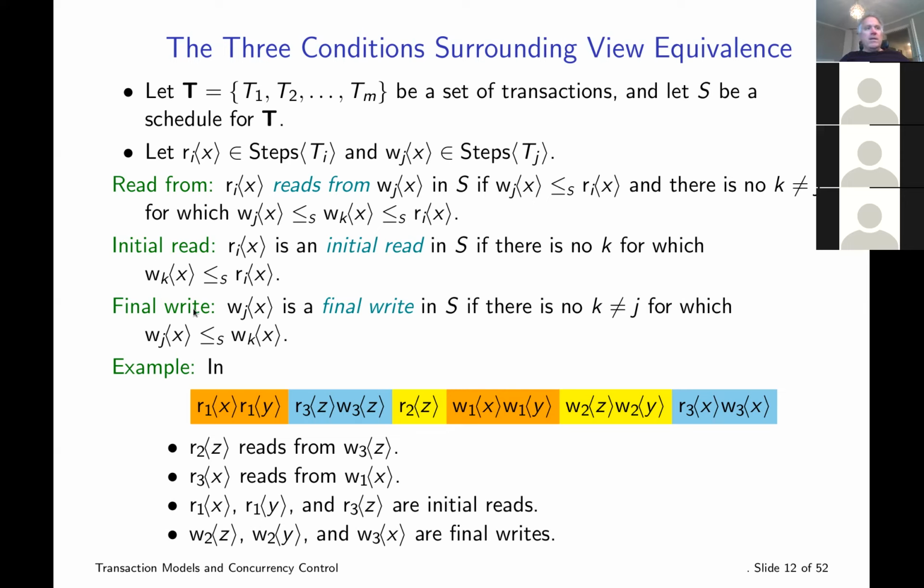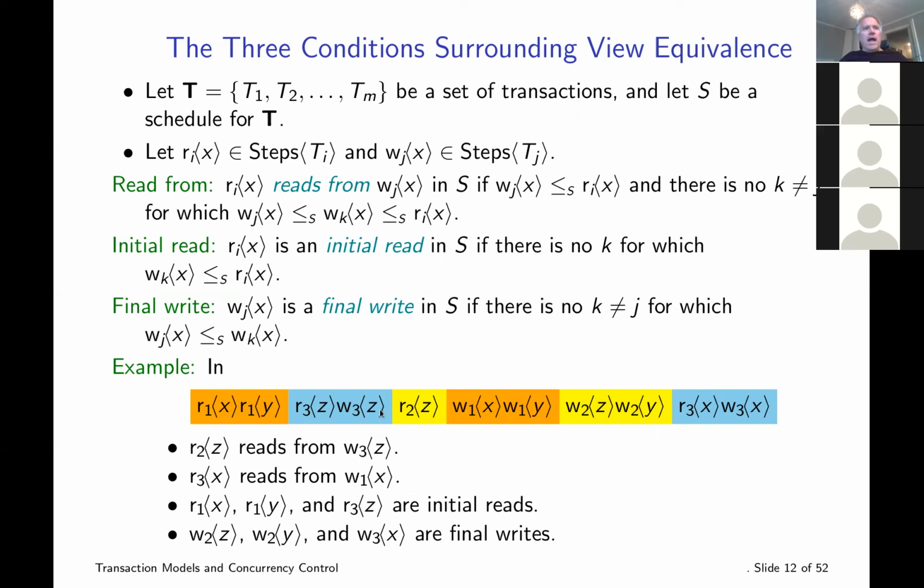then you can move me. So if I'm right here, look at this yellow guy here. He's the read of Z. Is that an initial read of Z? If you're going to be quick about it, you'd say no, because he's actually reading. 2 is reading Z from 3. So 3 is writing Z, and 2 is reading it.